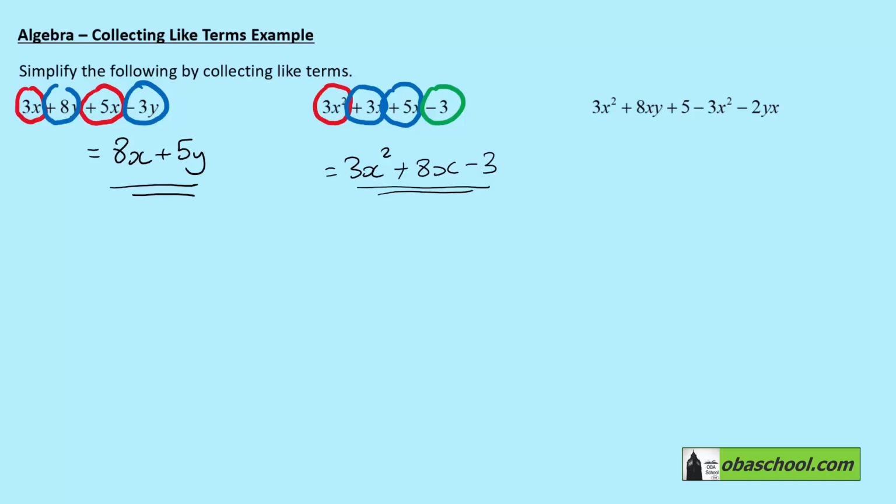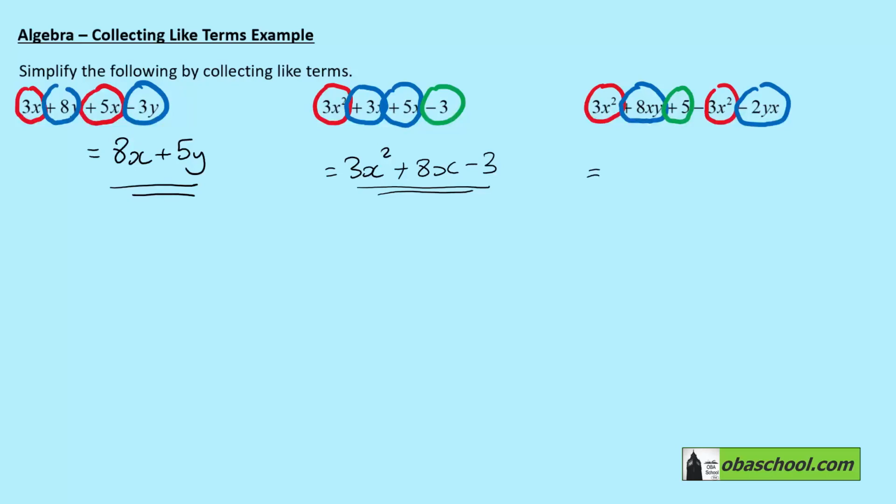Now let's have a look over here. So I've got some x squareds. I've got an xy there plus 8xy. Now yx just means y times x. That's the same as x times y. So that one does pair up. And nothing at all pairs up with the number.